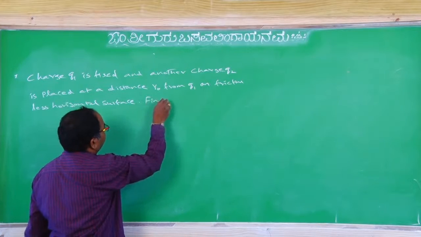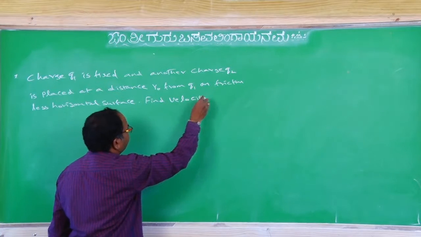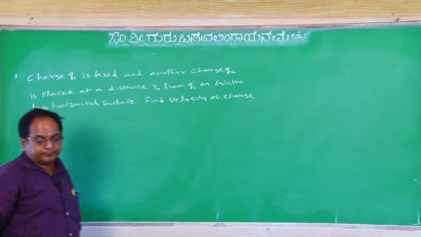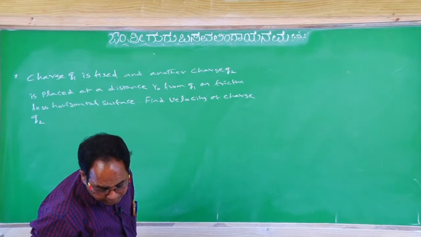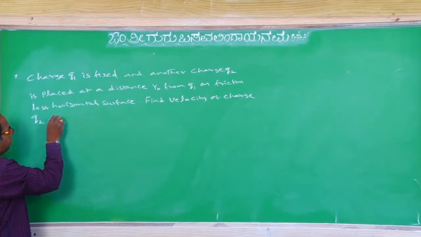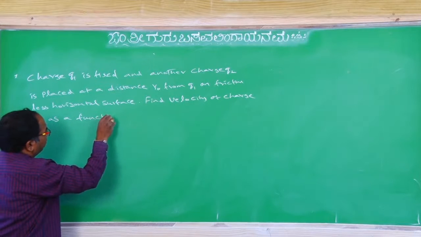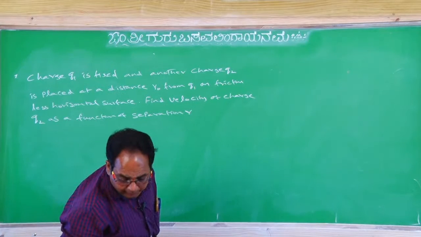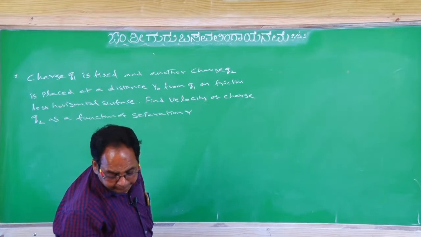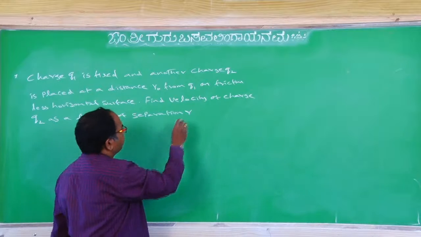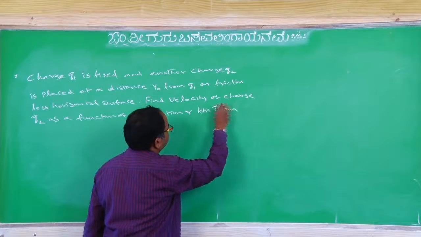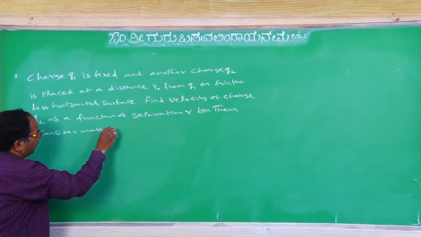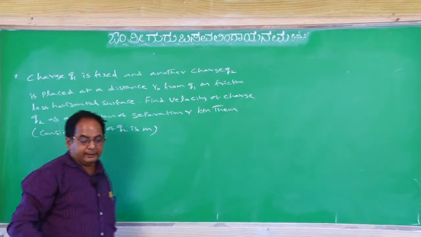Next, find the velocity of charge Q2 as a function of separation small r between them. Consider the mass of Q2 is m. Okay.